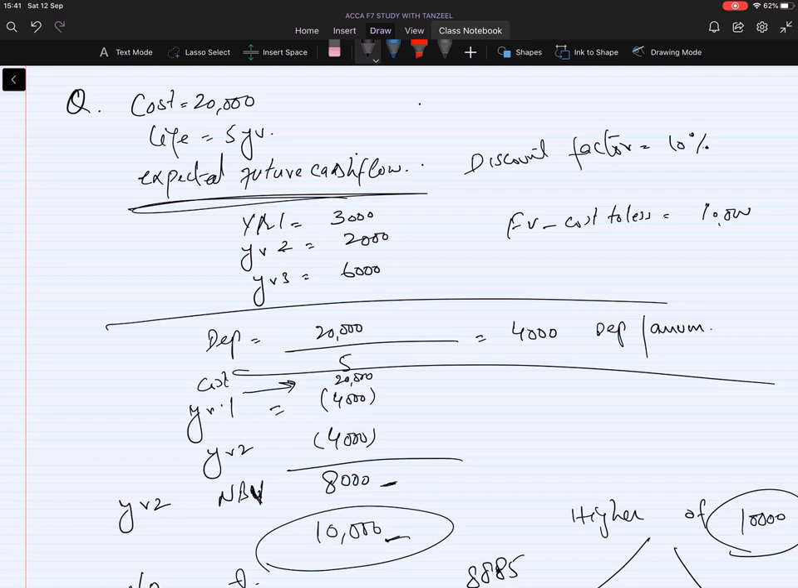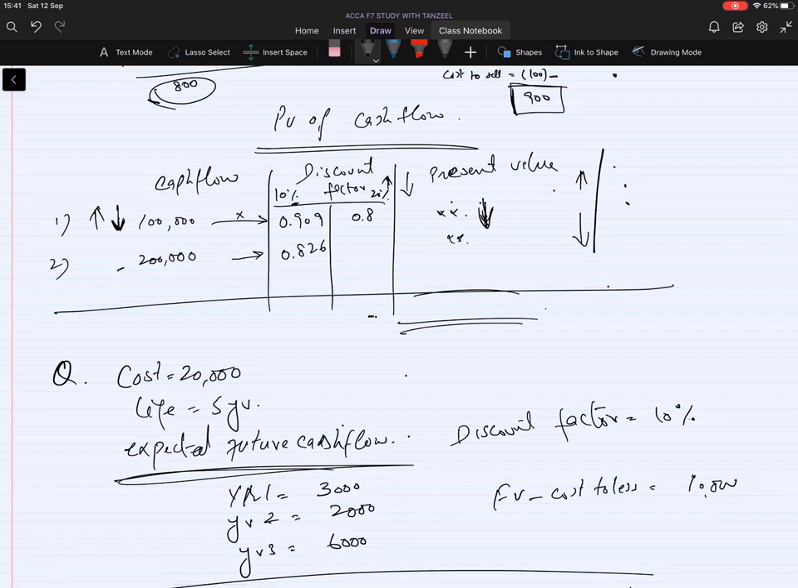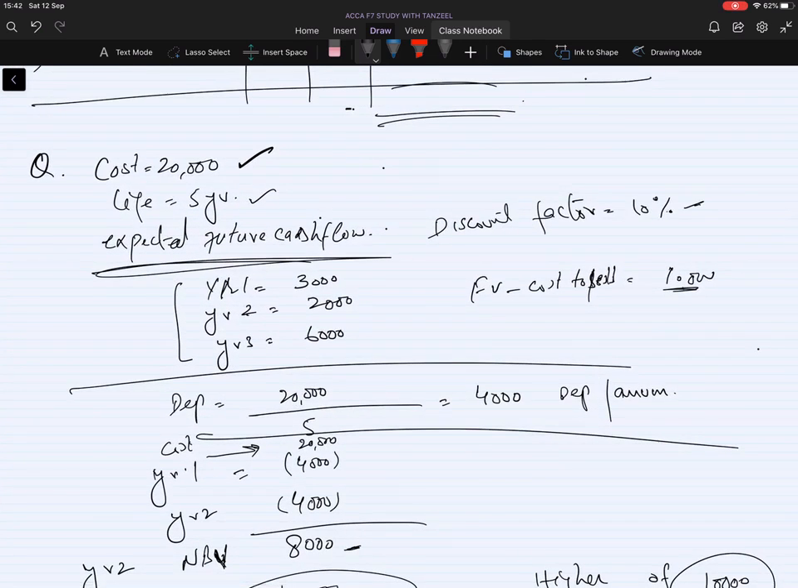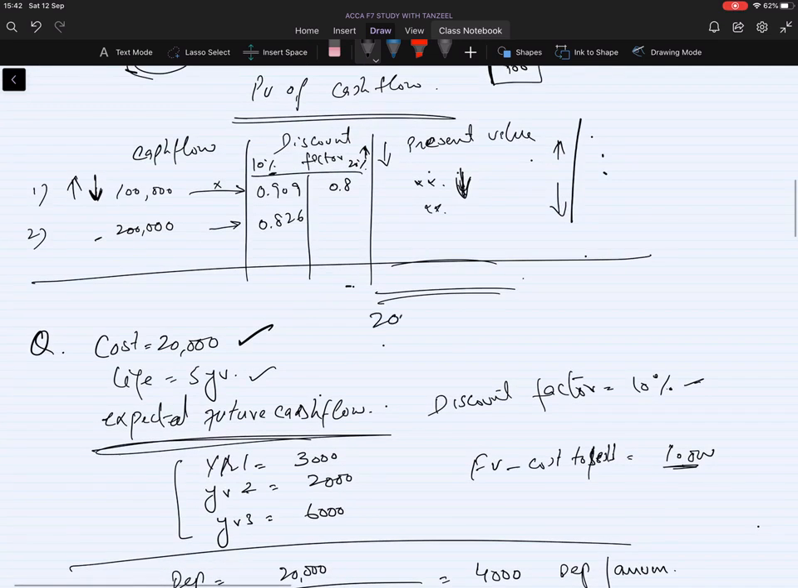Okay, let's do this example now. Just read the question first. The cost is 20,000. Life is 5 years. These are the expected future cash flows. Discount factor is 10% and fair value less cost to sell is 10,000. How will we calculate? First calculate the depreciation and the carrying amount. 20,000 divided by 5 years means 4,000 is your depreciation, right?